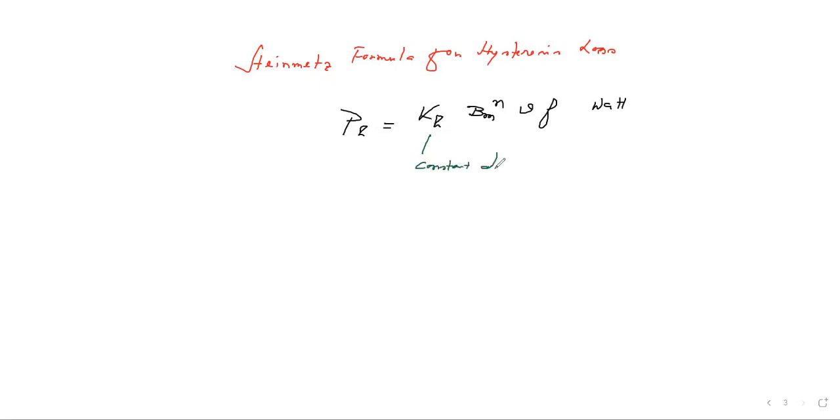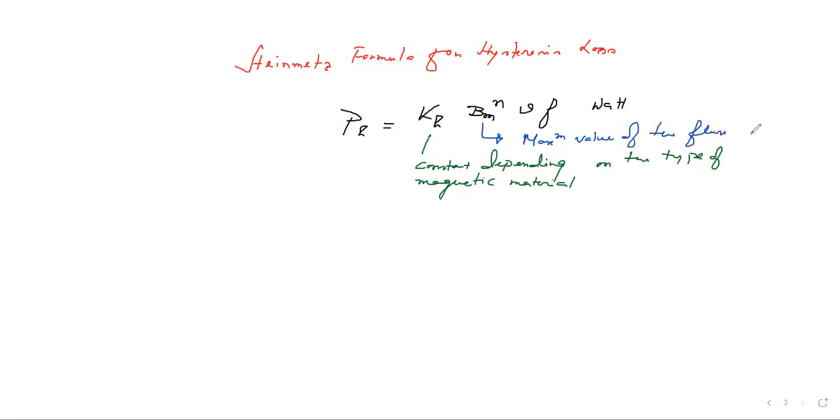Constant depending on the type of magnetic material. And what is Bm? Bm, all of you are familiar with this. Bm denotes the maximum value of the flux density. Maximum value of the flux density. And V is the volume of the magnetic material.